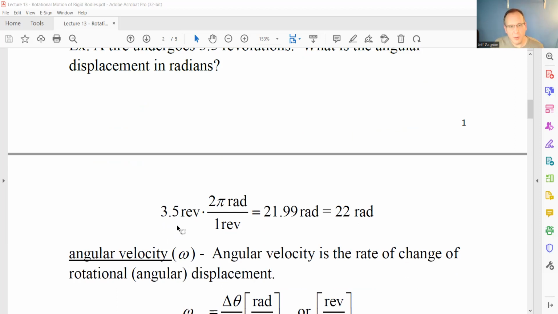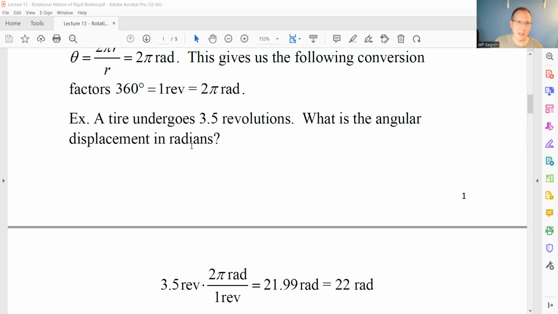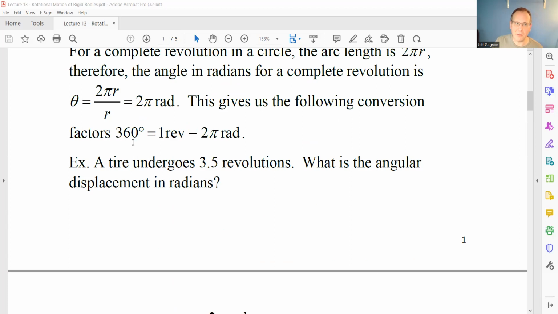So if I multiply 3.5 revolutions times 2 pi radians over 1 revolution, I'm going to get 21.99 radians. I'm going to round that to the sig figs, say 2 sig figs. So that gives me around 22 radians, okay? So often you will have to convert between revolutions and radians or radians and revolutions. Sometimes you can leave the answer in revolutions. That will be fine. It just depends on what's being asked for in the answer. But sometimes you have to do these conversions. So again, as long as you remember this, 360 degrees is equal to 1 revolution, which is equal to 2 pi radians, then you can do any of those conversions.